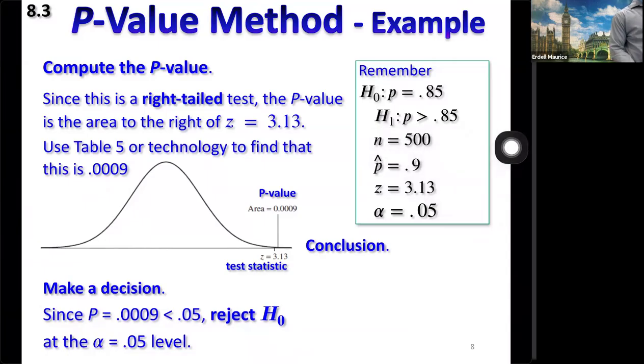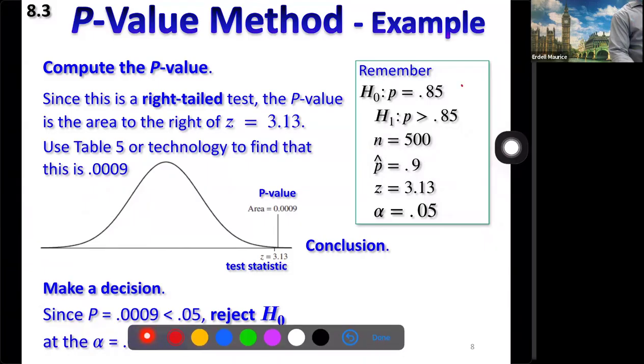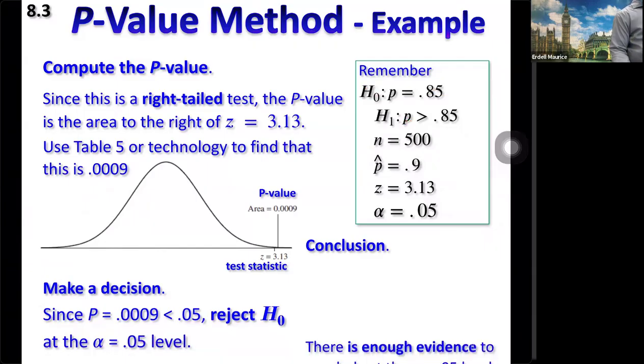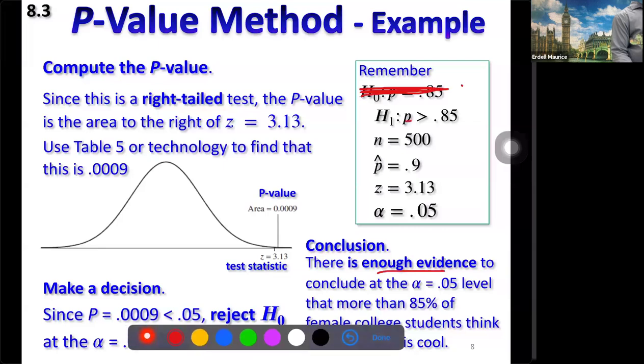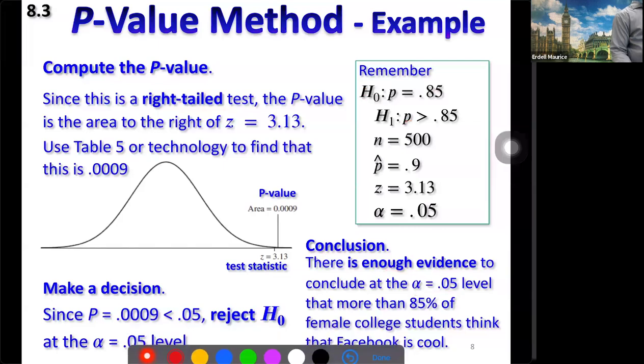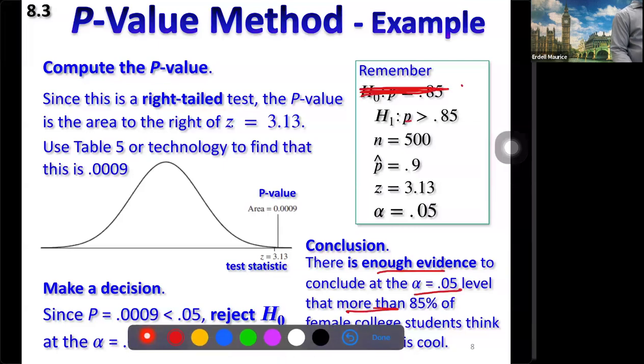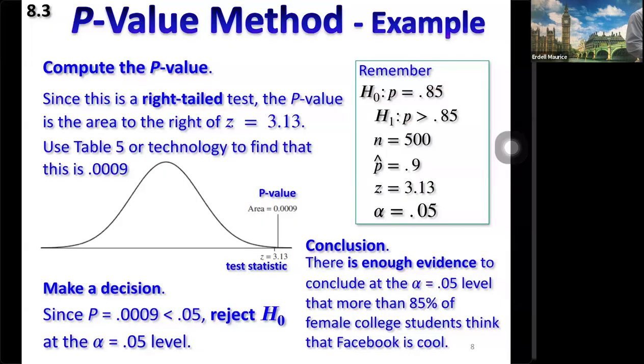Let me do it this way right here. This has been rejected, so we can accept this to be true. And thus, you can write this conclusion: there is enough evidence at the 0.05 level that more than 85% of female college students think Facebook is cool. Questions there?